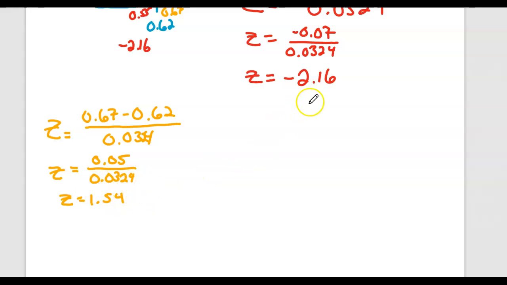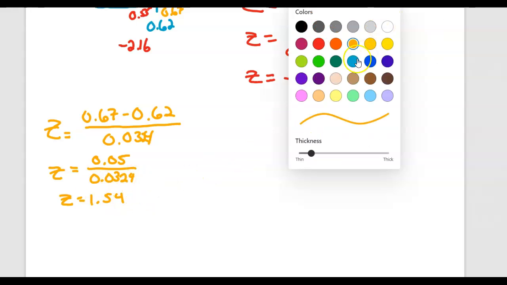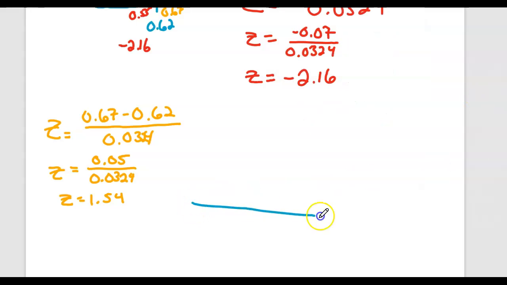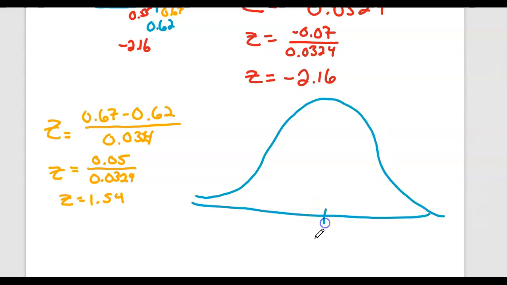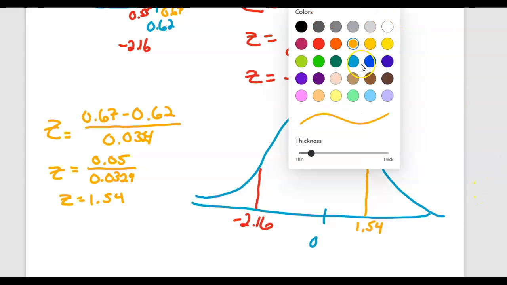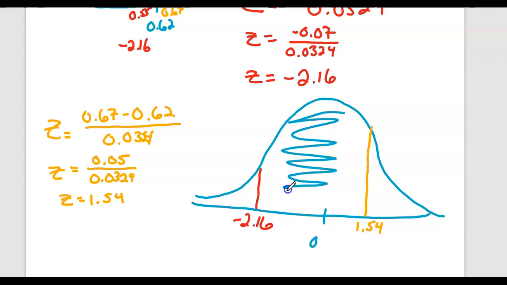Okay, so I have these two z-scores, and I'm going to redraw this down here a little bit larger so I can see it and be a little bit more accurate. So here's my 0, here's my middle value. Now, negative 2.16 actually is probably over here somewhere. Negative 2.16. And a 1.54 maybe over here. What we would like to find is actually the center part here.